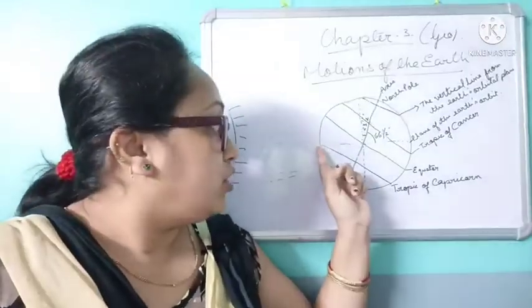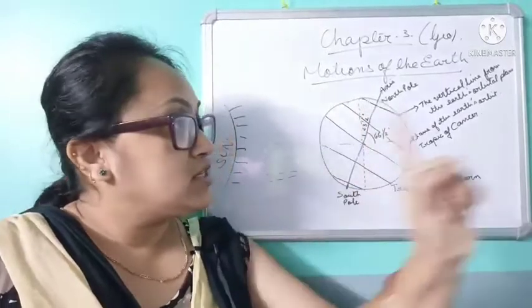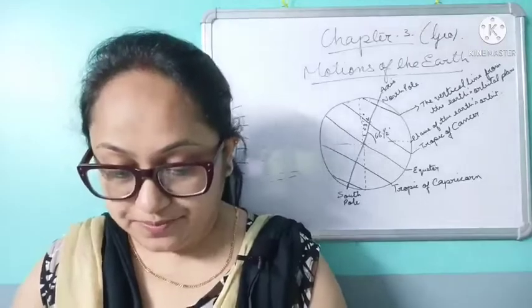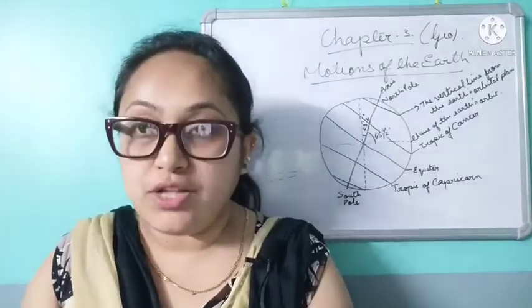Okay, from this point to here is the circumference it rotates around. This is 40,000 km. Now let's come to the effects of the Earth's rotation.